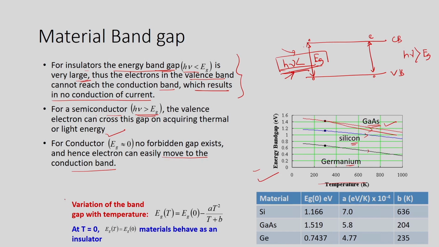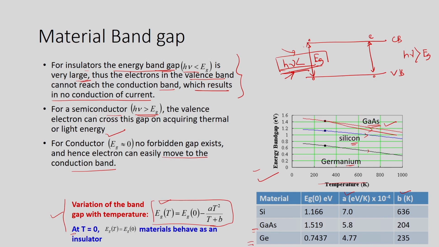And this variation of band gap with temperature can be predicted by using this relationship. Okay, and what are A and B? These are constants, and their values are given here for silicon, gallium arsenide and germanium. So, we can use those values for calculation of Eg at a certain temperature.